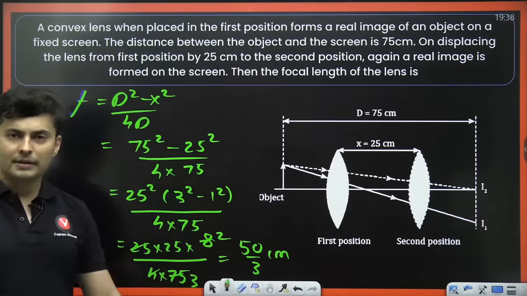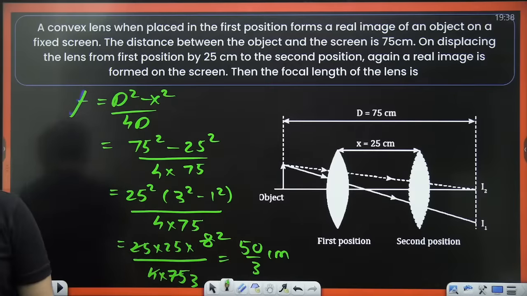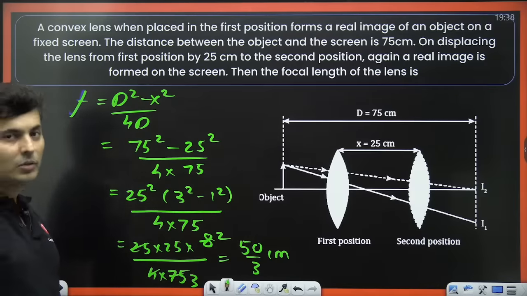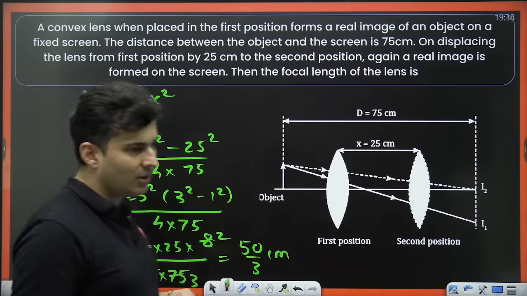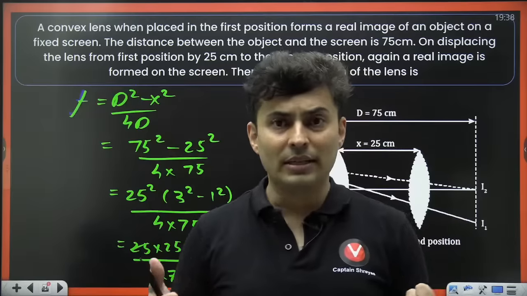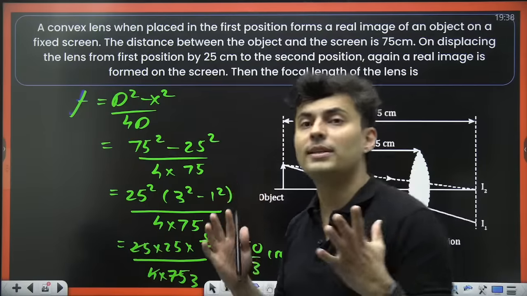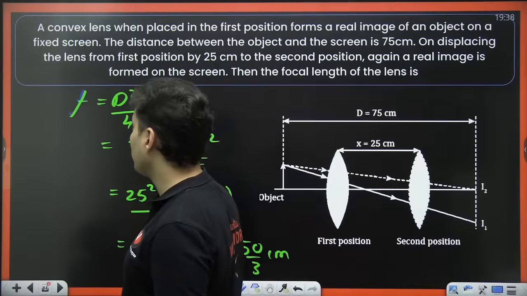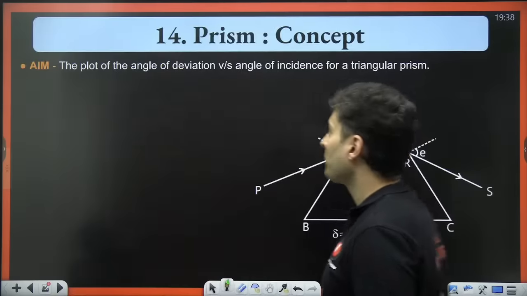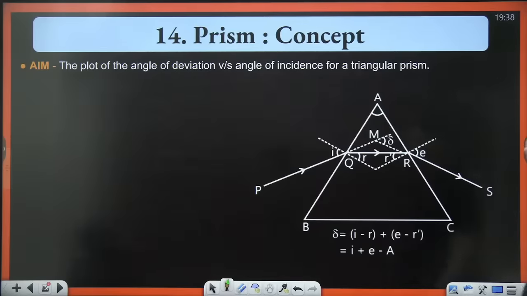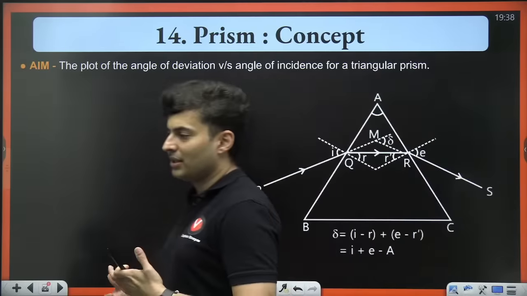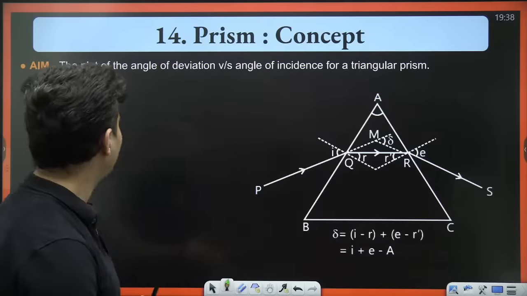Understood? Clear? Direct questions can come on this. If you get these questions, you should be very happy. Directly you will solve it. So experimental physics is all about knowing the formulas, knowing the concepts, and it is always better you know the chapter from before. If you don't know the chapter from before, it is going to be a little difficult. Prism concept, again, over here in practical physics, the next experiment.